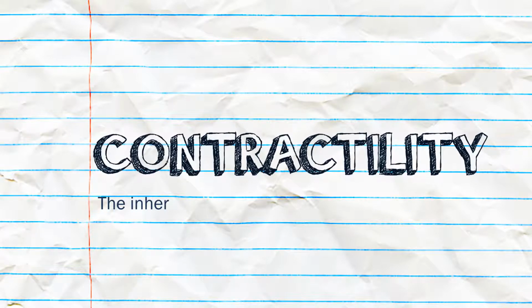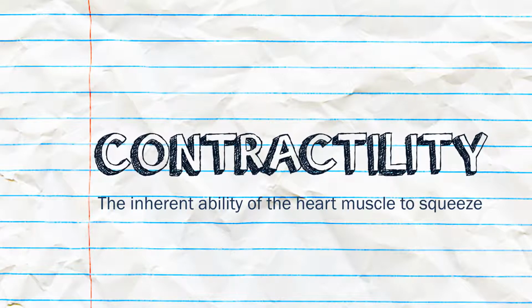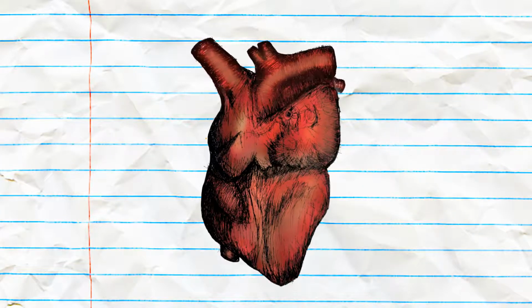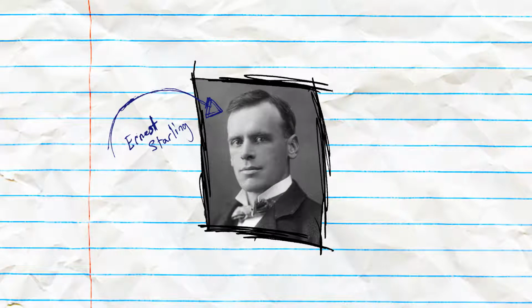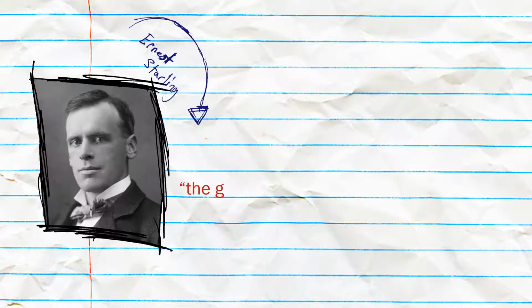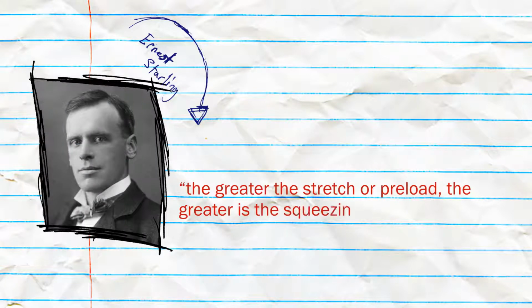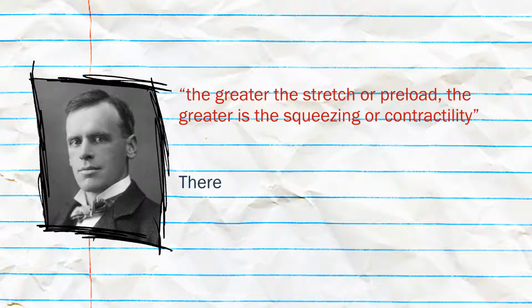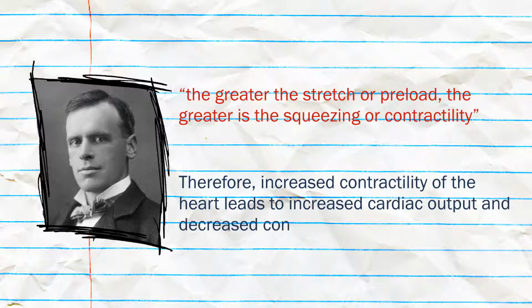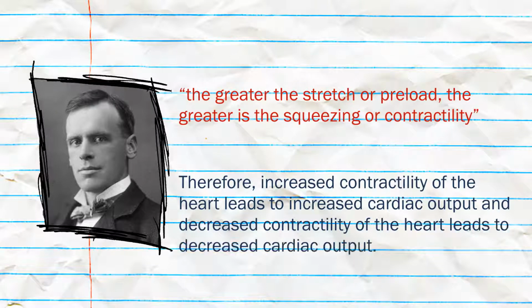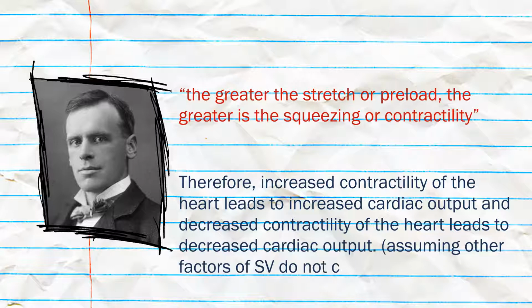Contractility is defined as the inherent ability of the heart muscle to squeeze. Simply put, contractility is a measure of how hard the heart muscle is contracting to pump blood out of the heart. Contractility is based on Frank Starling's law, which states that the greater the stretch, or preload, the greater the squeezing, or contractility. Therefore, increased contractility of the heart leads to increased cardiac output, and decreased contractility of the heart leads to decreased cardiac output, assuming other factors of stroke volume do not change.